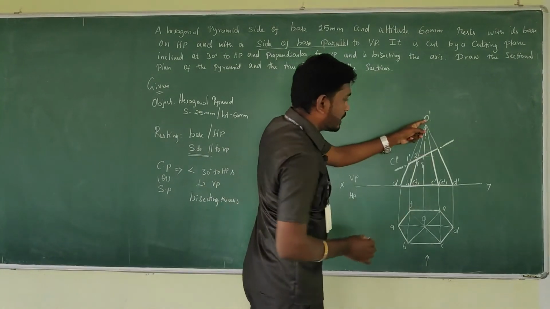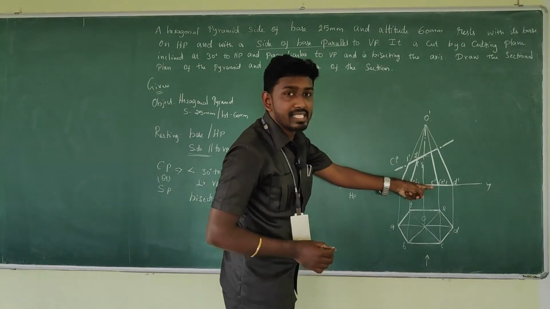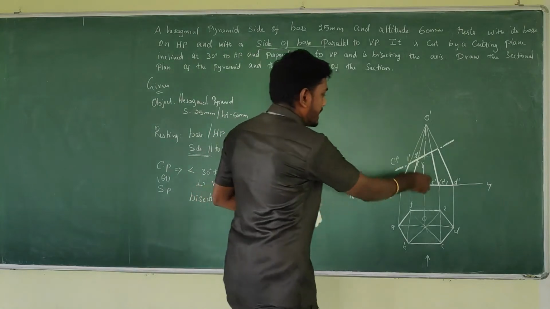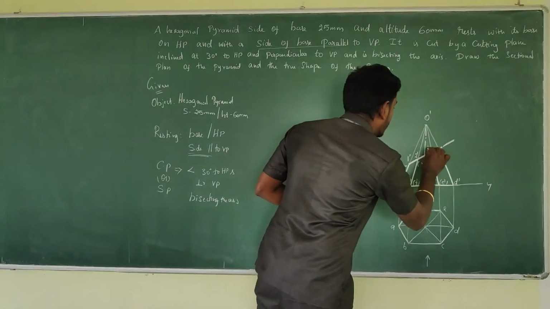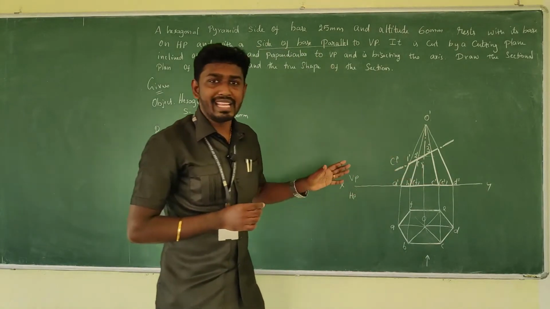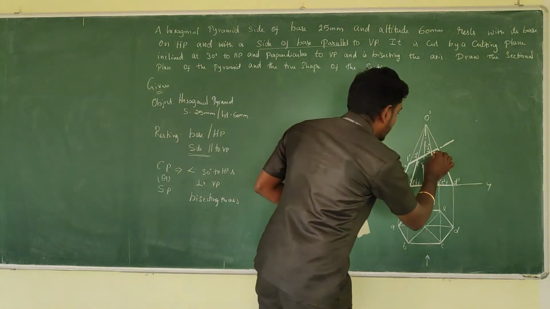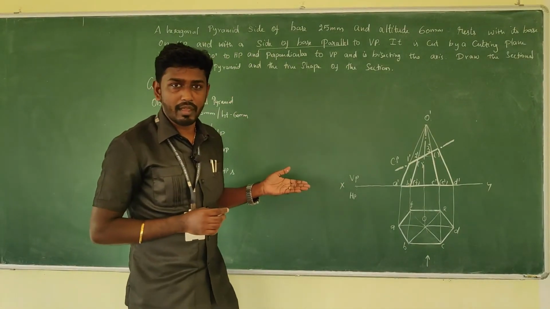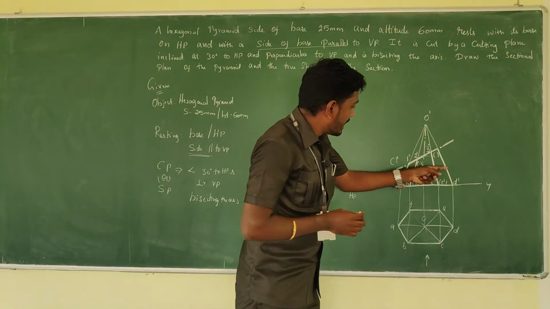Here you can see there is a cut between O to C slant edge and O to E slant edge. Am I right? O to C is a visible edge. For that I am going to give the name 3 dash. And O to E is an invisible edge. For that I am just giving the brackets. I am not giving the name. Okay, fine. And then come to the next position.